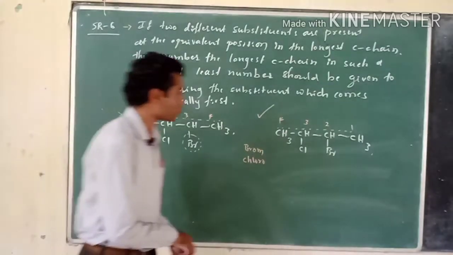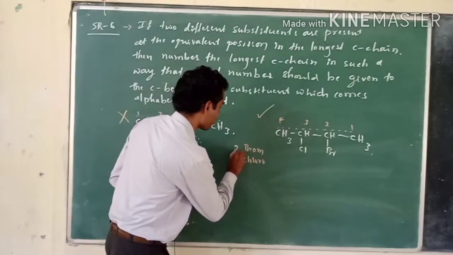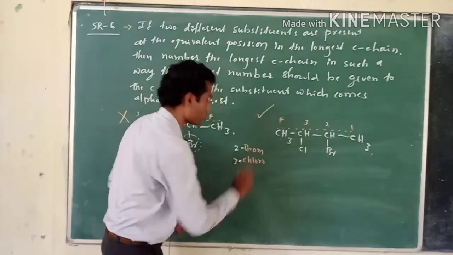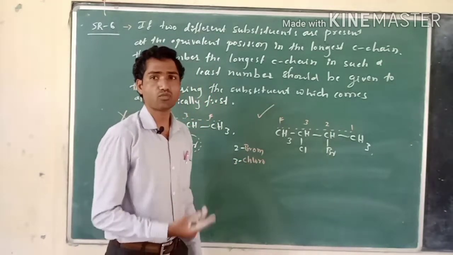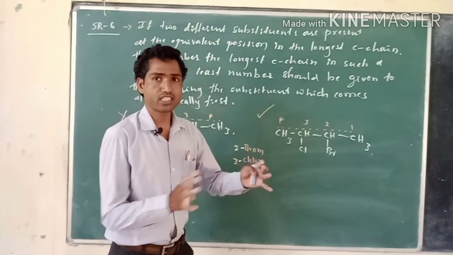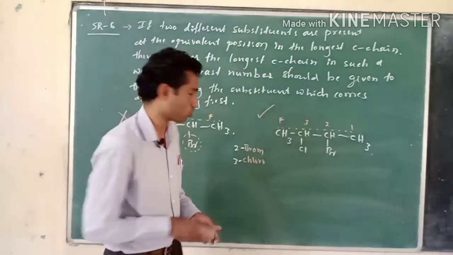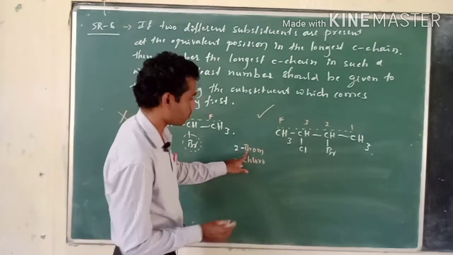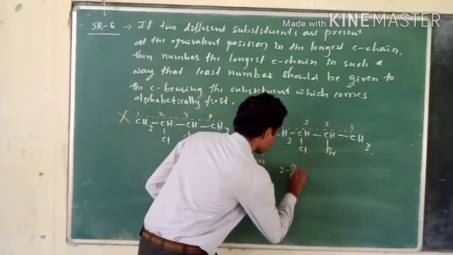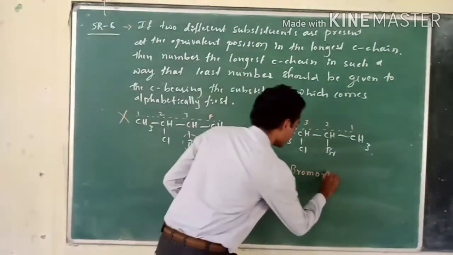So now write the name of this molecule. At the second position bromo is there, at the third position chloro is there. If there is more than one different substituent in the molecule, then list the substituents in the alphabetical order while writing the prefix. That is the rule. Which comes alphabetically first? B. Therefore 2-bromo. Next one is 3-chloro.